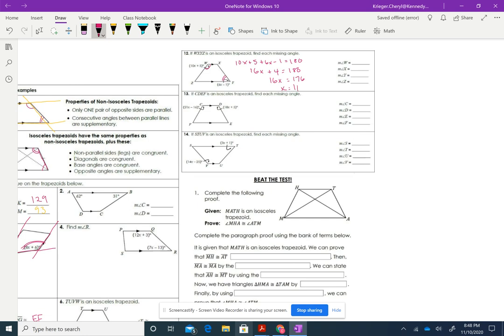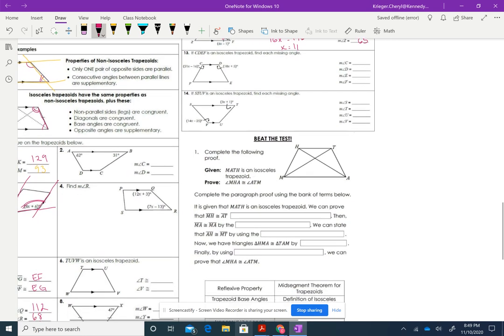11. Okay, so let's find W, X, Y, and Z. So plugging in 11, that's 10 times 11 plus 5. So 110 plus 5 is 115. That makes angle X 115. Okay, angle Y is 66 minus 1, which is 65. Okay, and then these two are also supplementary, so that worked out well. So angle Z is 65.